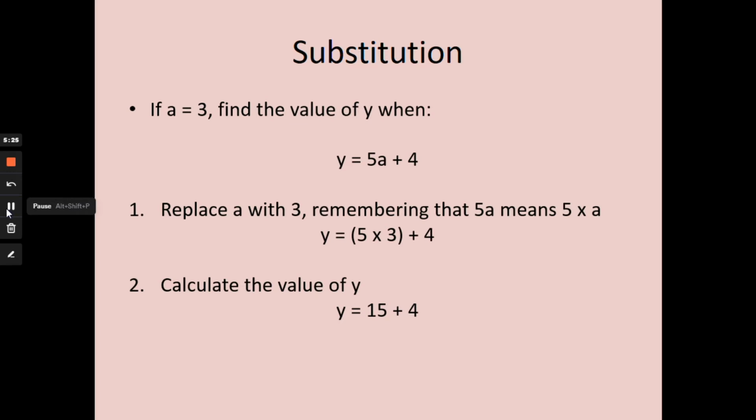If a equals 3, find the value of y when y equals 5a plus 4. So replace a with the number 3. Remember that 5a means 5 times a. So y equals 5 times 3, add 4. So calculate the value of y. 5 times 3 is 15. 15 add 4 equals 19. So there's another example for you on substitution.